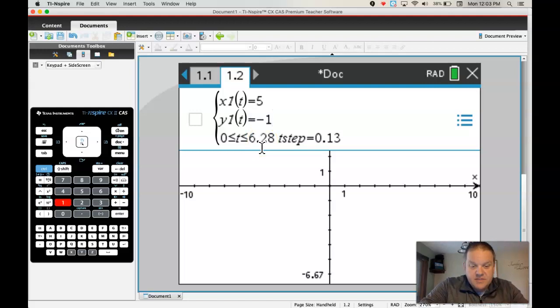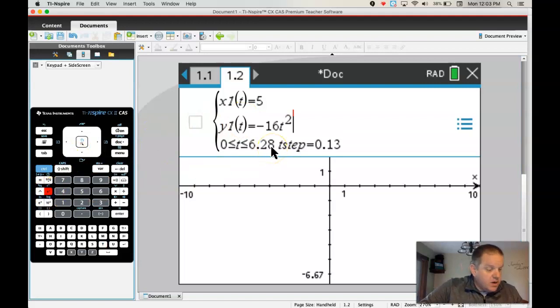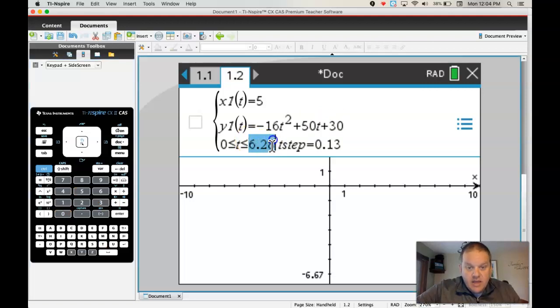Then for my y's, this is going to be the height function. So this is -16, but now it's t because my function is of t. -16t squared plus 50t plus 30. And we saw on the other one that it's going to land at 3.64 seconds. If we didn't change that at all, it would still work. The only difference would be that our function would continue below the supposed ground level. And then our t-step is just how often it's going to be calculating it.